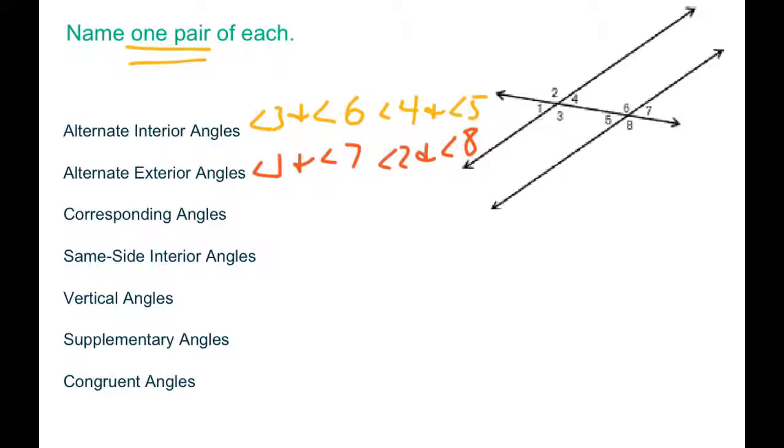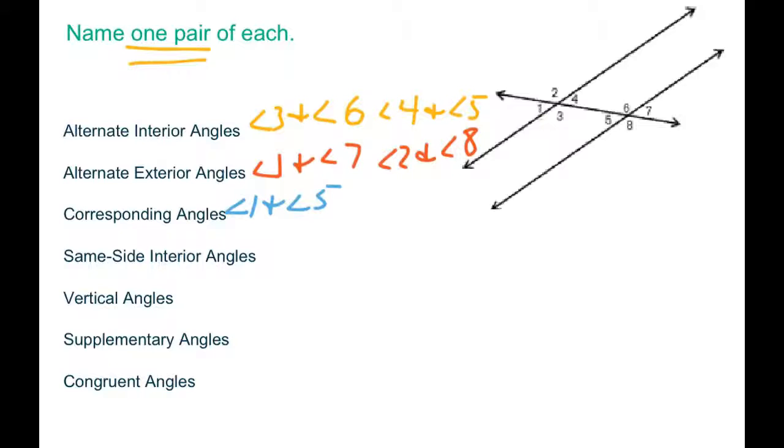All right, corresponding, we have 4 of these. Remember, corresponding means same position. So we have angle 1 and angle 5. They're both on the left of that transversal, and they're above the other lines, or to the left of the other lines.